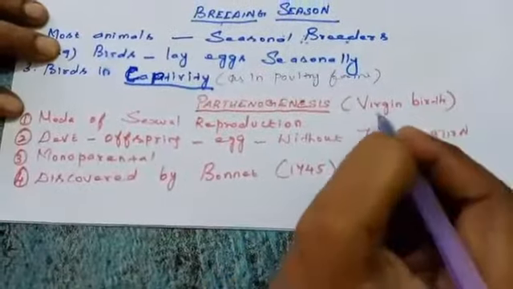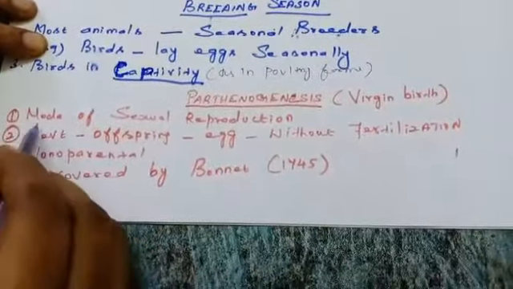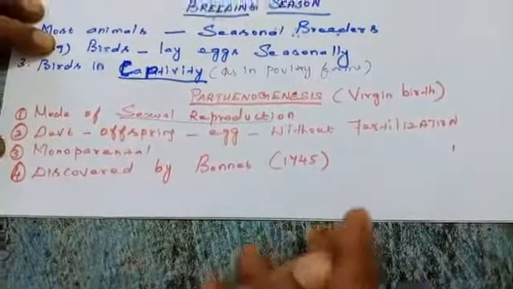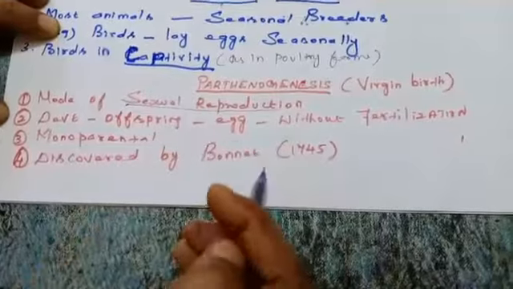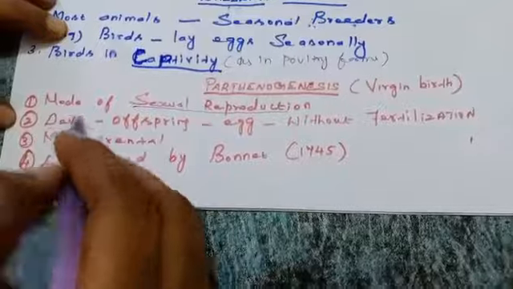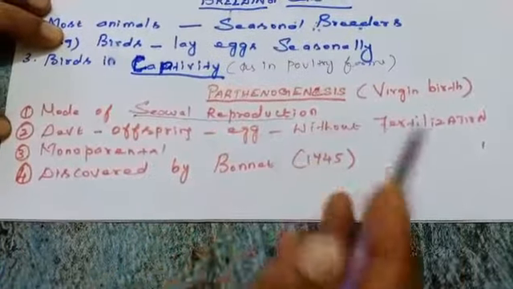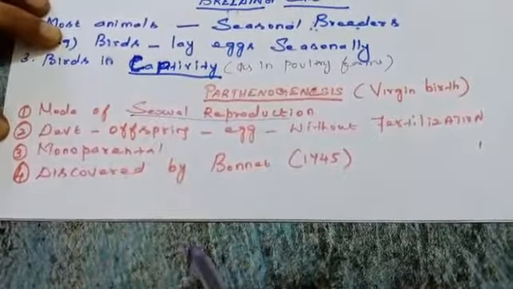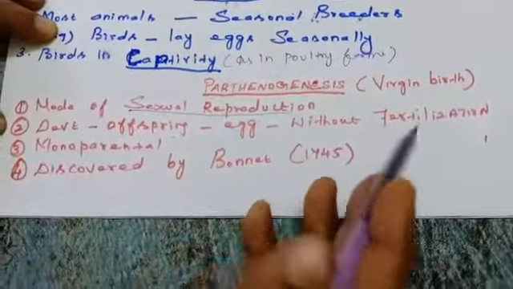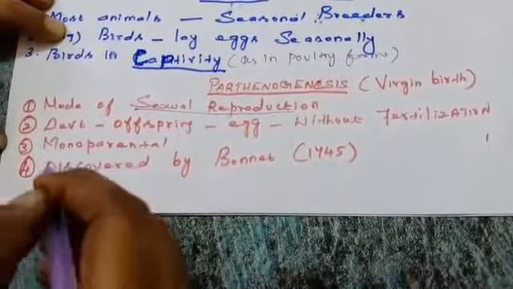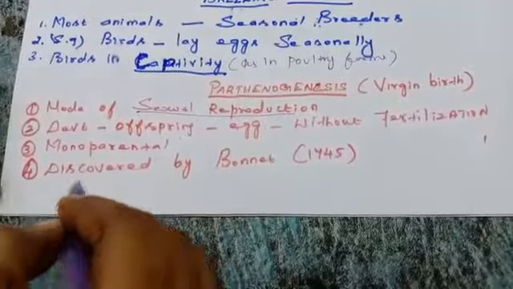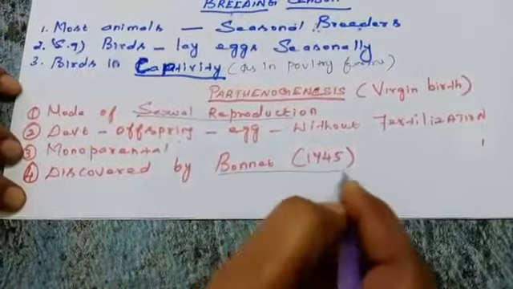Parthenogenesis, otherwise called virgin birth, is a mode of sexual reproduction. A question may be asked whether it comes under asexual or sexual, but it is a mode of sexual reproduction. Development of offspring or individual from an egg without fertilization is known as parthenogenesis. It is monoparental, that is, only one parent is involved. It was discovered by Bonnet in the year 1745.